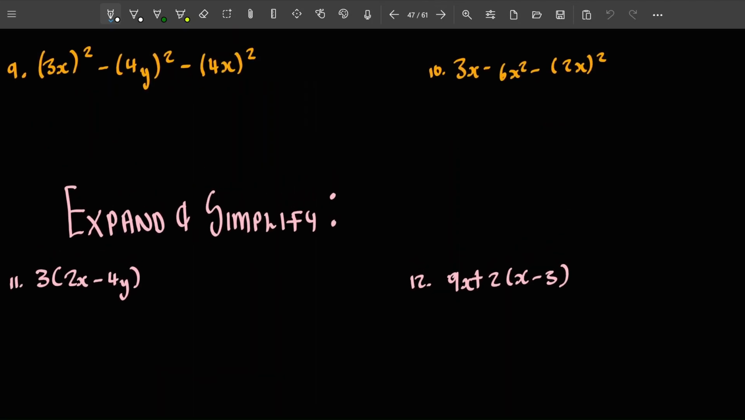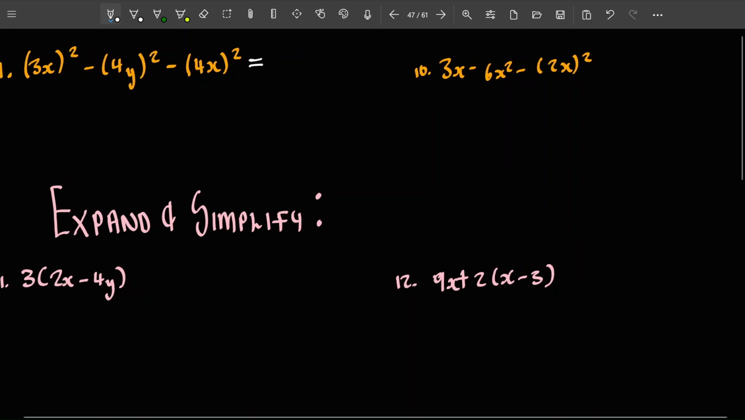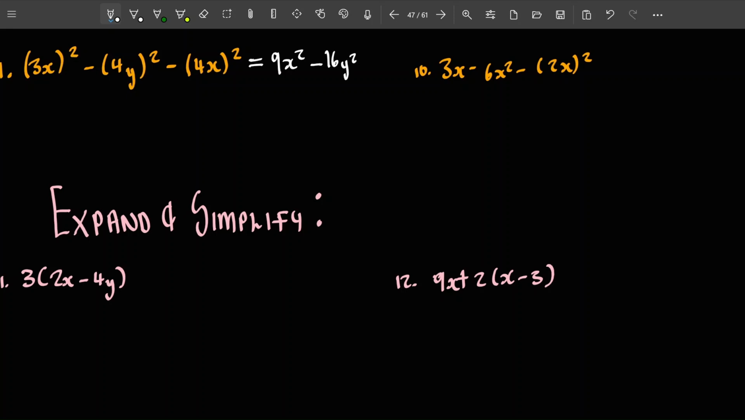Number 9, we have 3x squared minus 4y squared minus 4x squared. So I'm just going to expand this first. I'm going to get 3x squared. We've gone through it in indices. 3 squared is going to be 9, and then x will be x squared again. We distribute. Then minus 4 squared is 16, then y squared is y squared, then minus 4 squared is 16, then x squared is x squared. So it's going to be 9x squared minus 16x squared minus 16y squared.